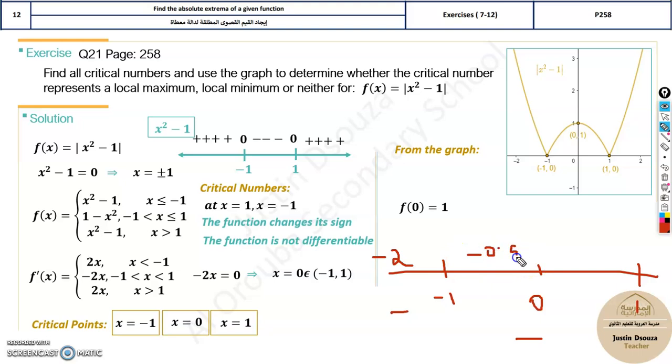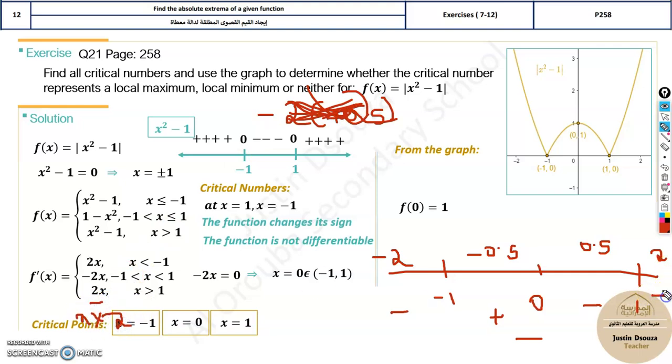So I'll take minus 0.5. Minus 2 into minus 0.5 will give me a positive answer, so this will be plus. And let me take a value greater than 0, positive 0.5. Now let me substitute plus 0.5. You'll get minus. And lastly, let me take 2. Not in this equation, it's in this. 2 multiplied by 2 would be a positive answer.